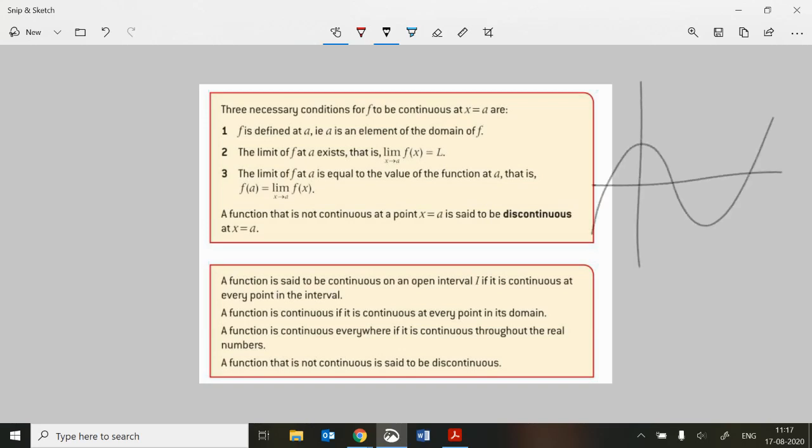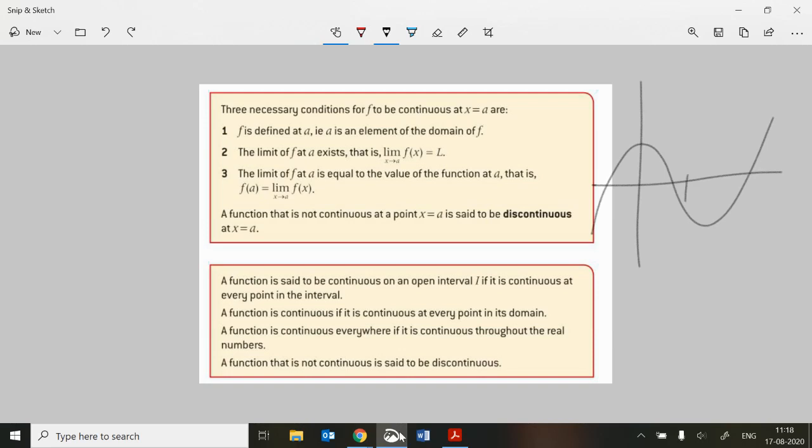The same with maybe cubics. All polynomials are continuous because they're defined for all values of a, and actually because of all of these conditions here. I'm loath to say because of one thing, because in fact this is a big definition. So first of all, we need to define what it is to be continuous at a particular point.